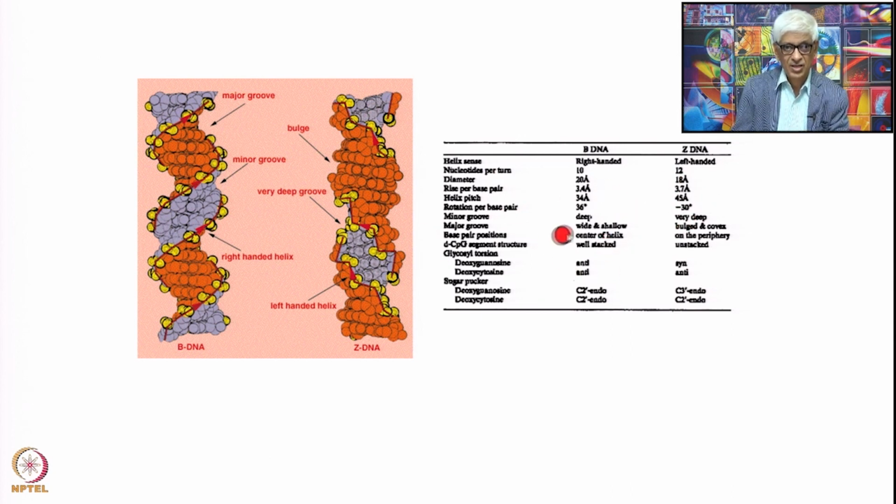And there are grooves here, wide and shallow, 3 different kinds of grooves, and the base pairs are very well stacked in the bDNA, and the base pairs are not very well stacked in the zDNA.